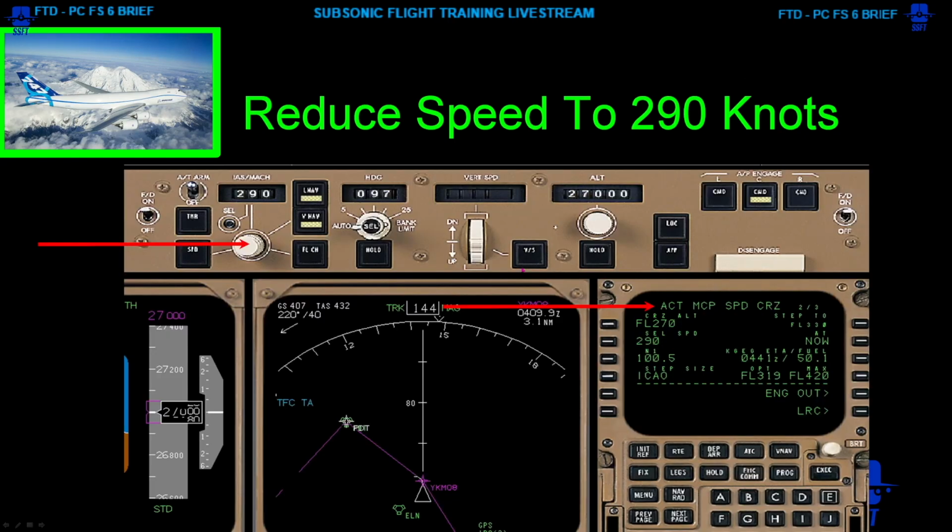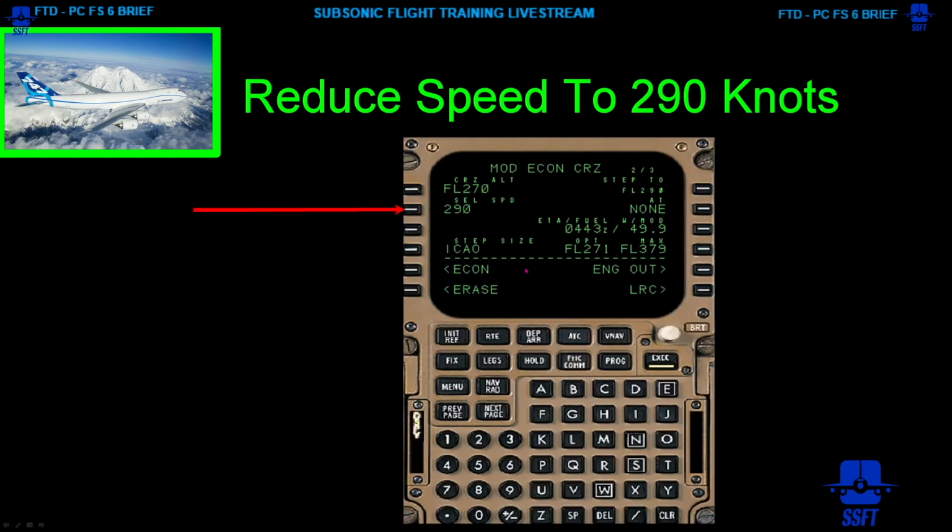Let's see if they show us that. No, they didn't show it. But it'll say active 290 cruise. And then you'll notice that when that's in there, after you execute that, this econ prompt down here at the L5 position will be used to go back to econ speed. So once he says, okay, disregard the 290, you can go back to normal speed. We can just line select that econ speed, execute, and it'll go back to our econ cruise speed.